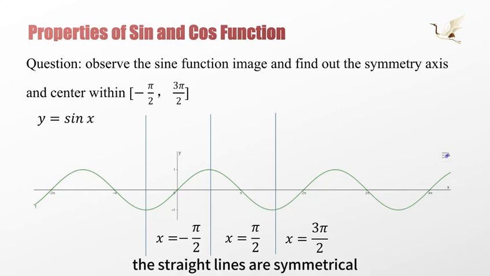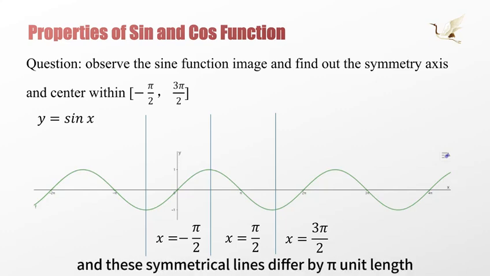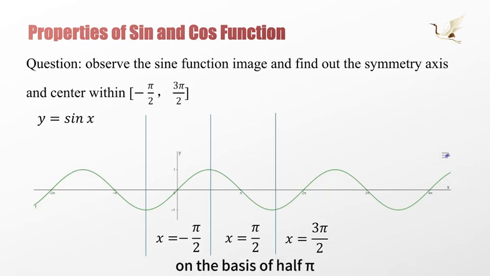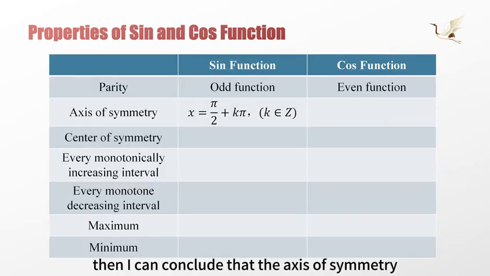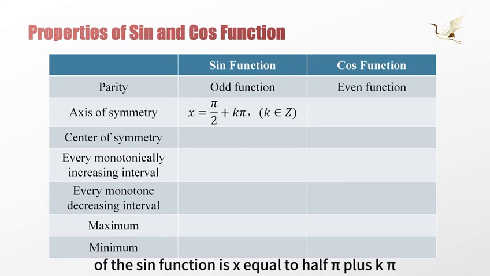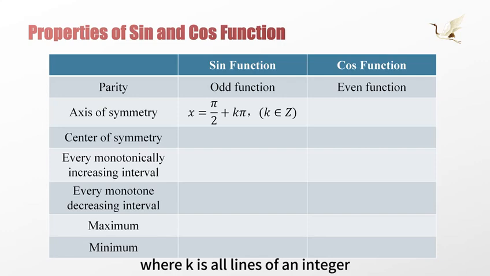The straight lines are symmetrical, and these symmetrical lines differ by pi unit length on the basis of half pi. Then I can conclude that the axis of symmetry of the sine function is x equals half pi plus k pi, where k is an integer.